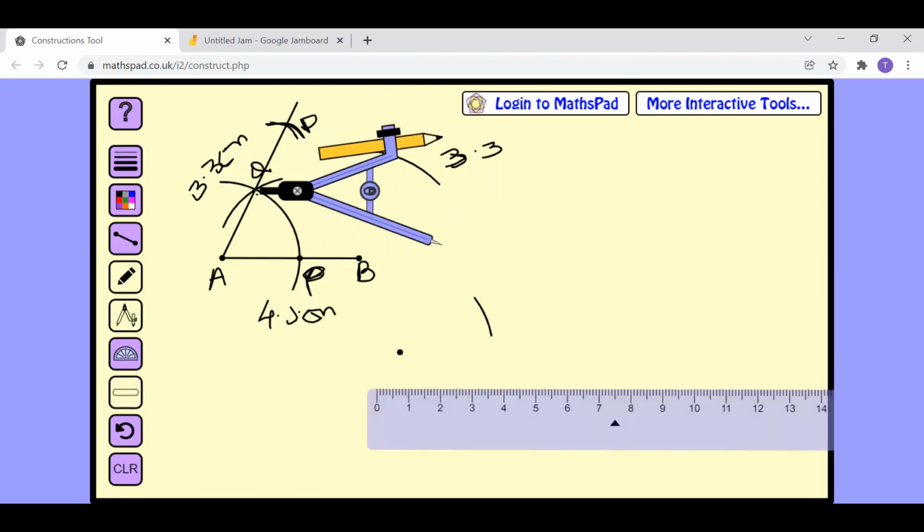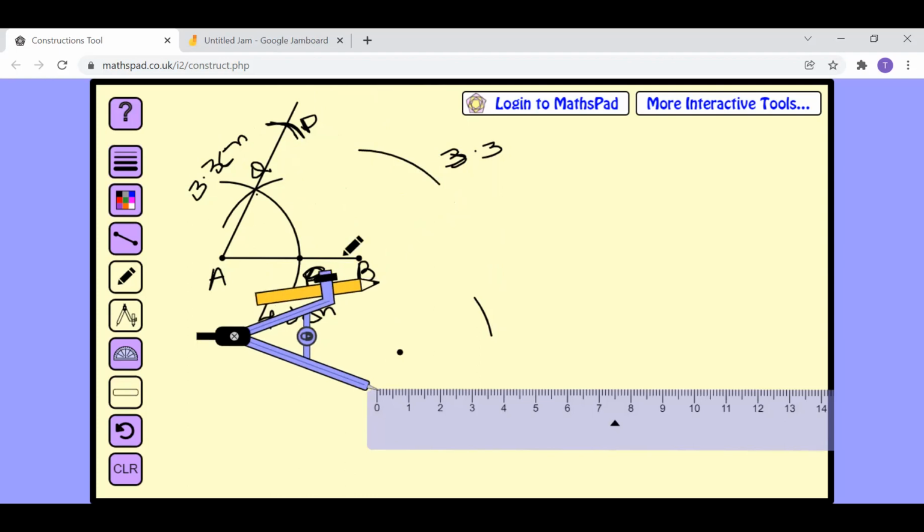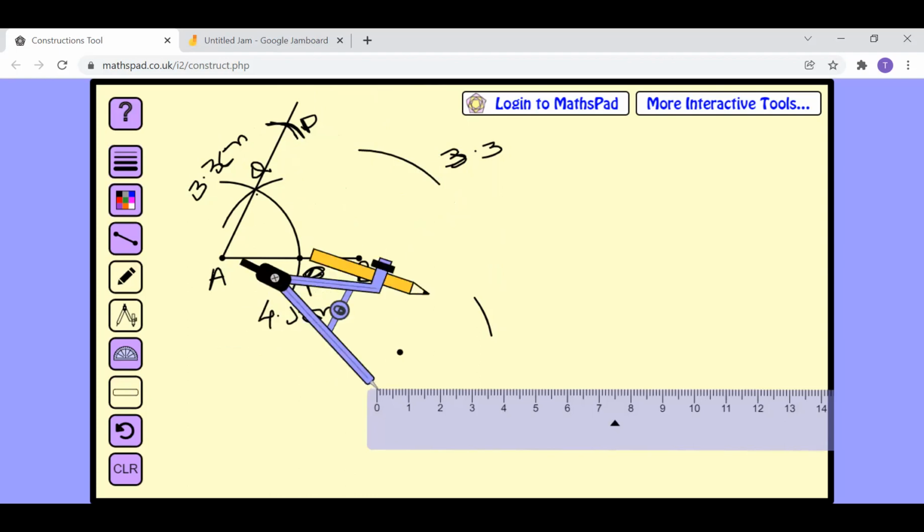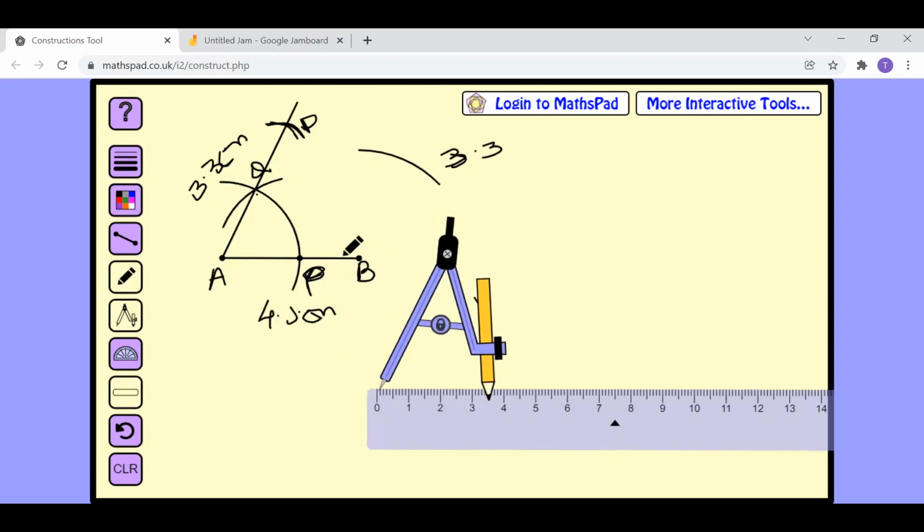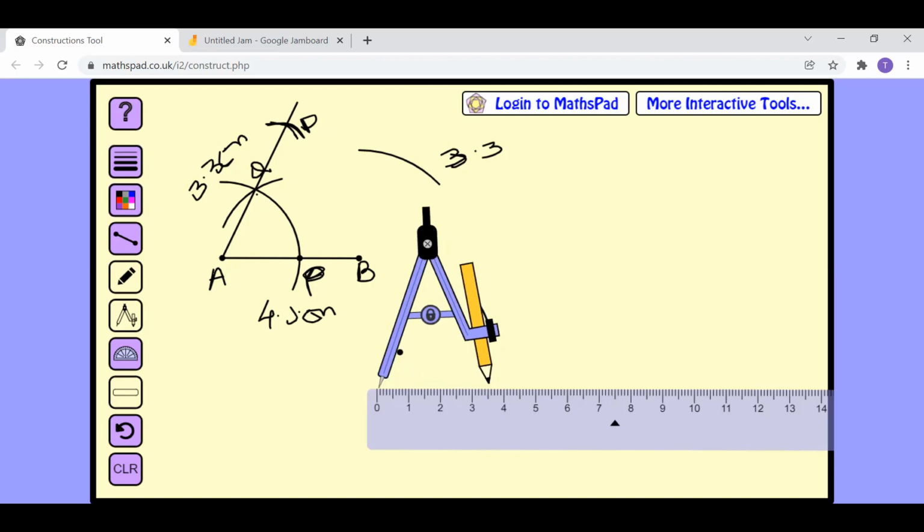And again bring the compass. Okay, and now I'm going to open my compass to 2.8. Now why 2.8? Because that's CD. Very good. Open kar liya.